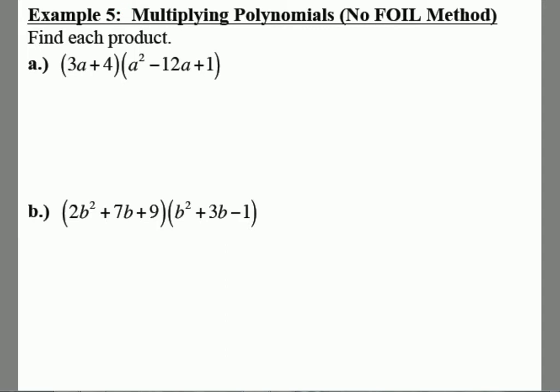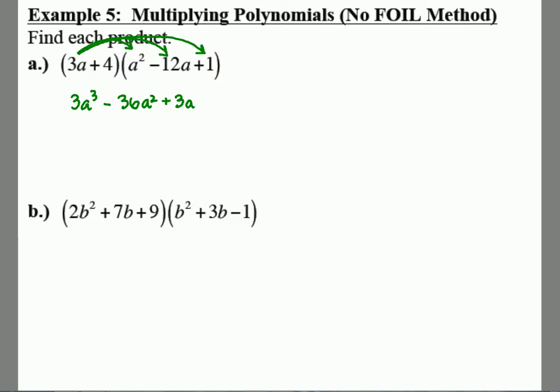So what we're going to have to do is use your distributive property, and multiply your 3a times all three terms in your second set of parentheses. And then you're going to have to use your distributive property again with the 4 to multiply times all three terms. So let's go ahead and multiply our 3a. 3a times an a squared gives us 3a to the third. 3a times a negative 12a is going to give us a negative 36a squared. And 3a times a 1 is going to give us a 3a.